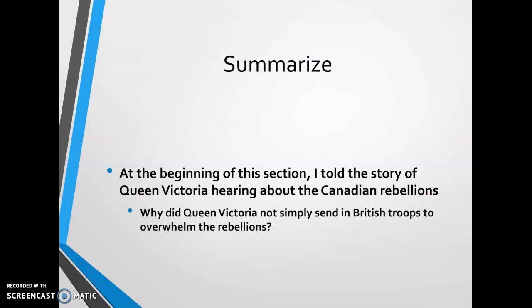So, please summarize. At the beginning of the section, I told you the story of Queen Victoria hearing about the Canadian rebellions. So on your notes sheet, please explain, why did Queen Victoria not simply send in British troops to overwhelm the rebellions?